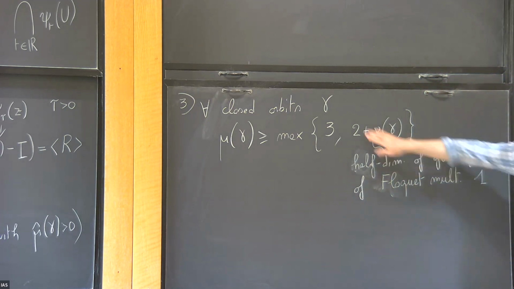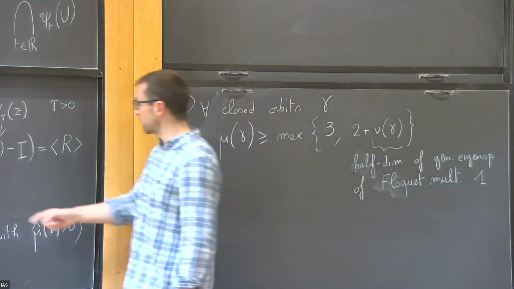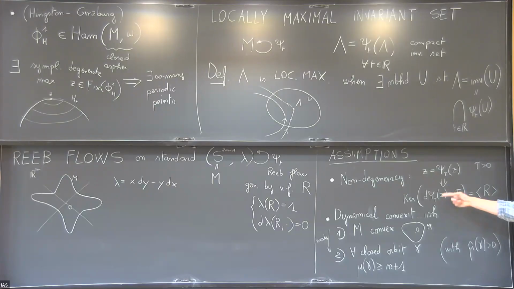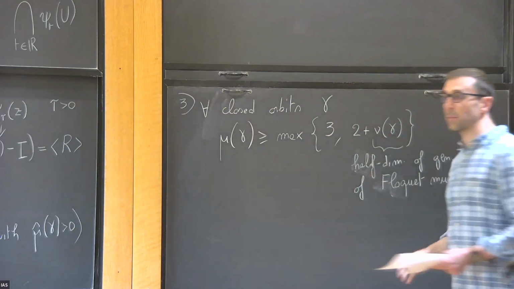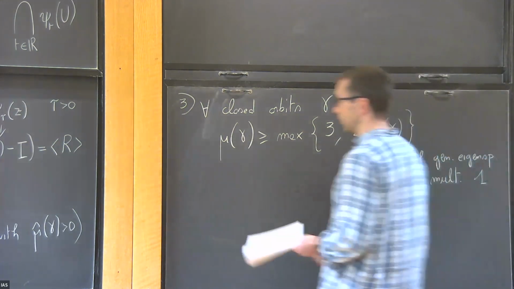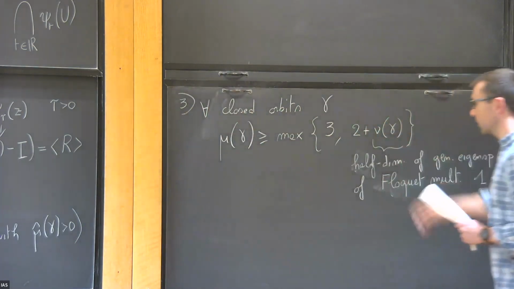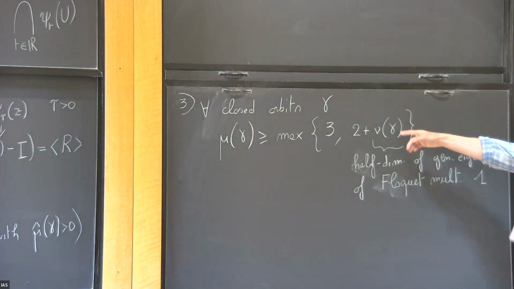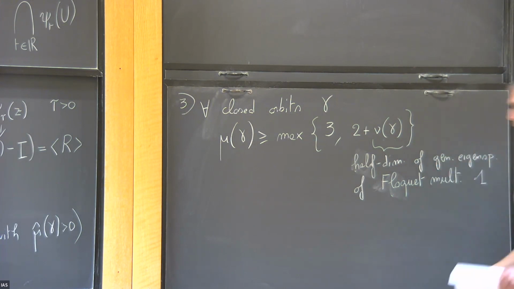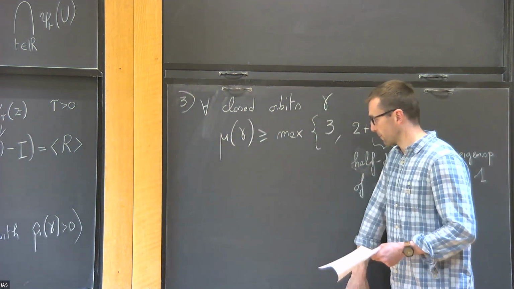So let's say that this closed orbit starts at point zero. It has period tau. And then you look at d psi tau of z, you look at its eigenvalue one, and you call nu of gamma the half dimension of the generalized eigenspace of one. The generalized eigenspace is a symplectic vector space, so it has even dimension. So we can divide by two. I cannot give a sense to this, it just comes out of the proof. And once again, this is good. Think of convex for zero.